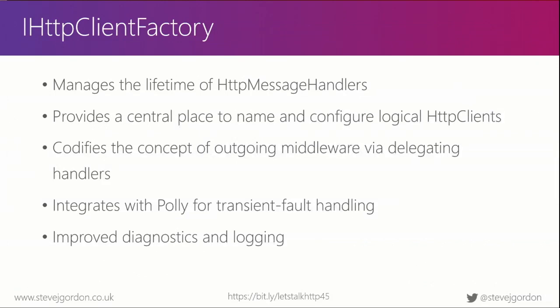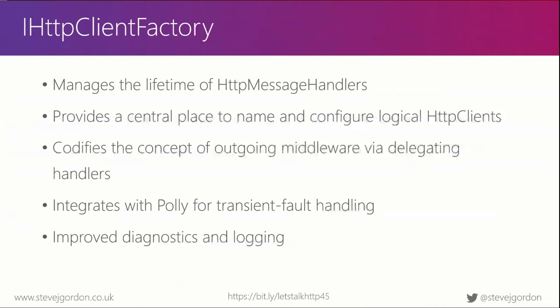That might be different things like different headers and things you need to send, but it could even be different ways that you deal with transient faults for those systems, different cross-cutting concerns you may want to apply, and we'll see how we can do that. It helps codify the concept of outgoing middleware. So outgoing middleware is really just using delegating handlers, which have been around with HTTP client since it was first released. But adding them into the chain was a little bit of a pain. With HttpClientFactory, they've made it very easy to do it in a kind of fluent way.